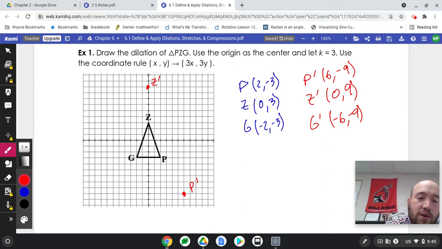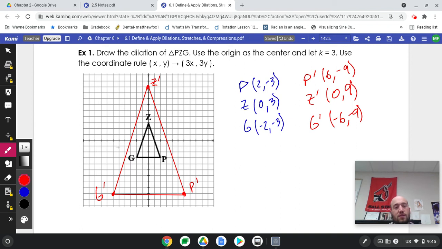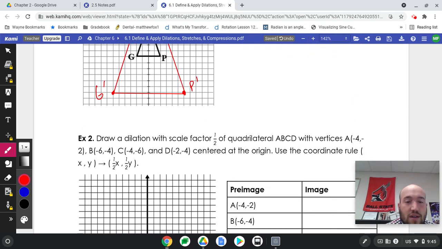And for G prime, it's left 6 and down 9. Now, an important thing to note with a dilation, if you look, you can see that if we would scoot this pre-image up, Z would match right in there with Z prime. Okay, the angles do not change when it's a dilation. If we do a stretch or a compression, they will change, but the angles do not change, just the size. Okay, the angles are consistent.